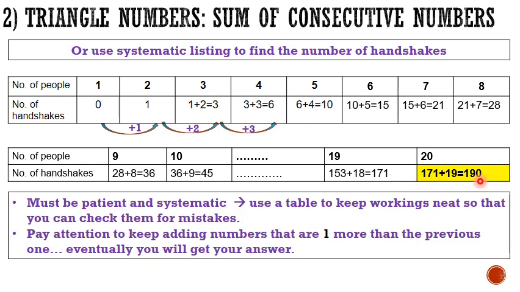So again, you must be patient, must be systematic, use the table to help you keep your working neat so that you can check for mistakes and pay attention when you add the numbers in your calculator. If you don't make a mistake, you will get your answer if the question asks you for a small number like this. But if the question asks for, for example, 230 people, it will be quite tedious and time consuming to keep adding in your calculator.